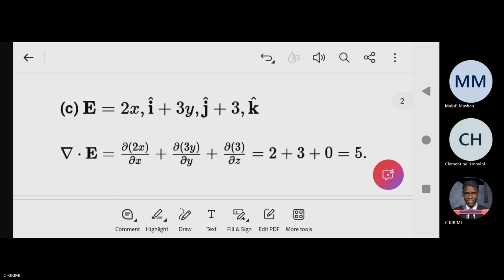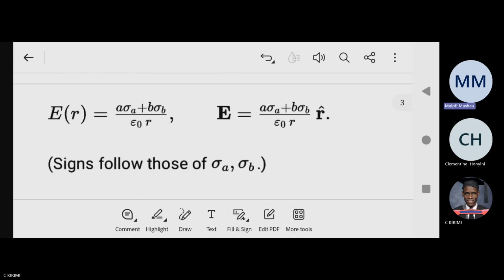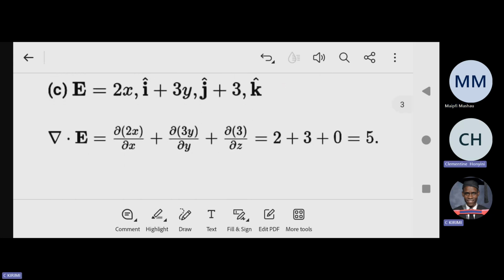It's fine. Partial derivatives with respect to x, with respect to y, with respect to z. With respect to x, you get 2. With respect to y, you get what? 3. With respect to z, what do you get? 0, because 3 is just a constant. It does not have any function in terms of z. Then grad dot E is equal to 5. Any question? Number C.